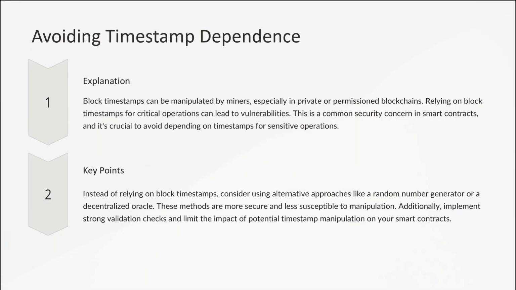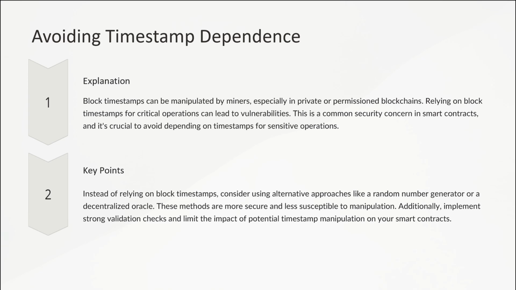Block timestamps can be manipulated by miners, especially in private or permissioned blockchains. Relying on block timestamps for critical operations can lead to vulnerabilities. It's crucial to avoid depending on timestamps for sensitive operations. Instead of relying on block timestamps, consider using alternative approaches like a random number generator or a decentralized oracle. These methods are more secure and less susceptible to manipulation.